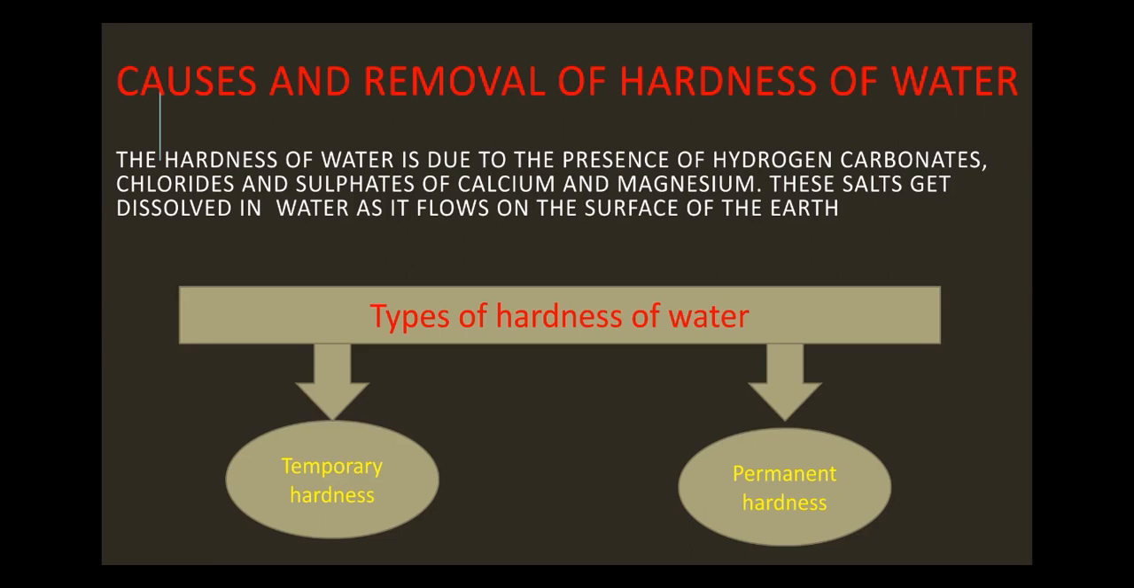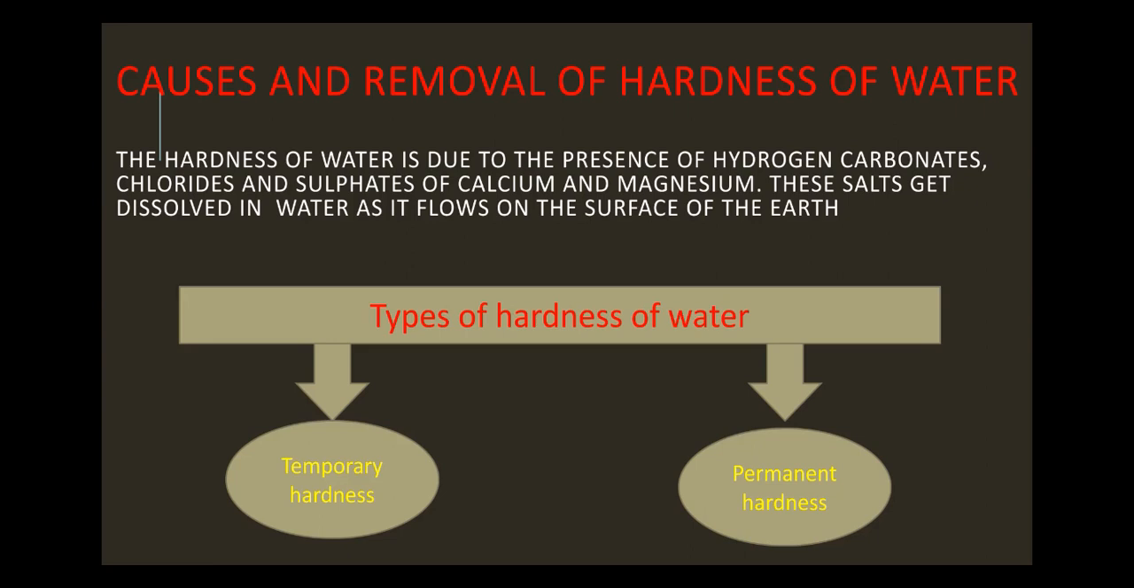First let me tell you what the causes of hardness of water are. The hardness of water is due to the presence of hydrogen carbonates, chlorides, and sulfates of calcium and magnesium, and these salts get dissolved in water as it flows on the surface of the earth. Now there are two types of hardness of water: temporary hardness and permanent hardness.